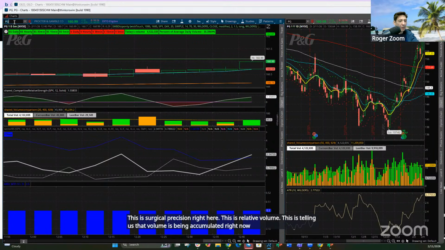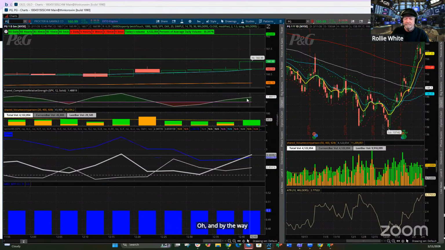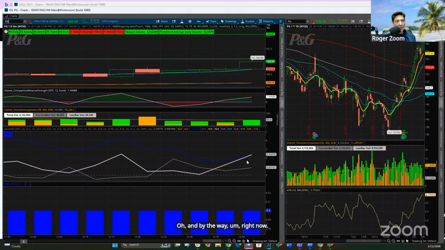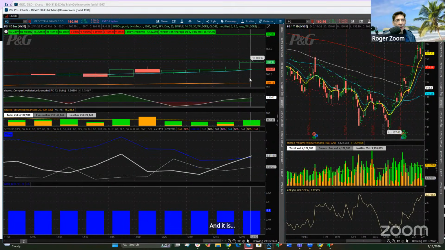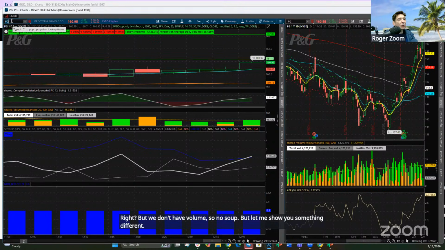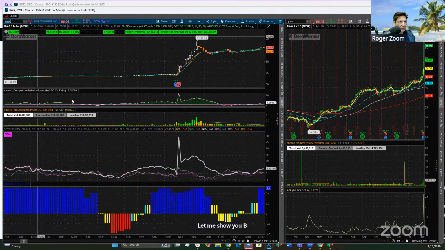For example, right now Procter & Gamble is outperforming its sector, and it is outperforming the broad market. And there's your bar right there, right? But we don't have volume, so no soup. But let me show you something different. Let me show you BWA.